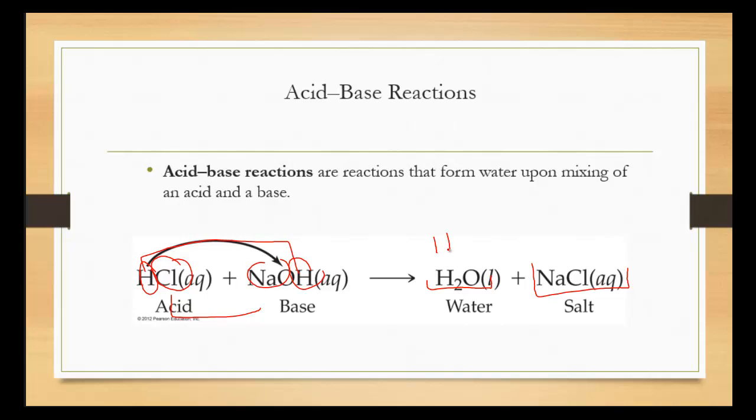So HOH, two hydrogens and an oxygen, H2O. So when acid base come together, they form water and some kind of salt. Now don't be fooled. Salt isn't necessarily NaCl. It's just another word for an ionic compound. So it doesn't necessarily have to be NaCl.